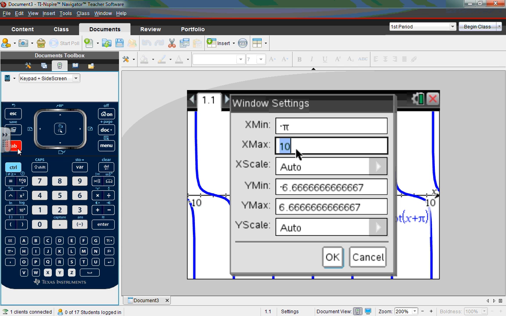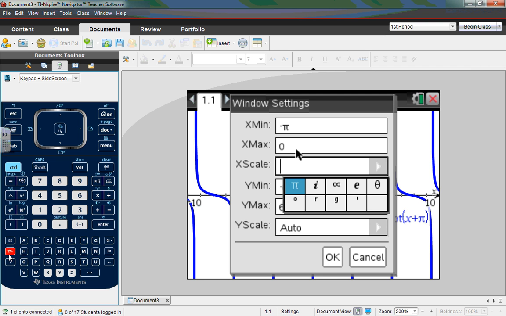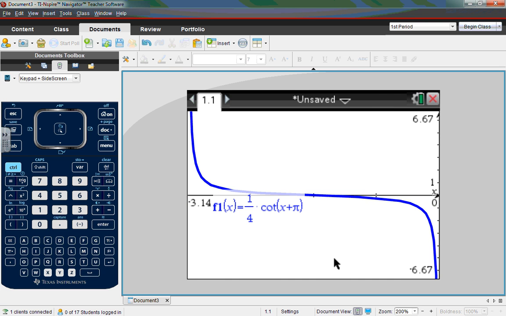And where do I want it to stop? 0. And I want it to go by units of what? What's my interval? And I'm going to go ahead and hit OK. You see it? Now how do I know that I'm right? Well, I want to know that I'm going to have 1/4 and negative 1/4 at those specific values.